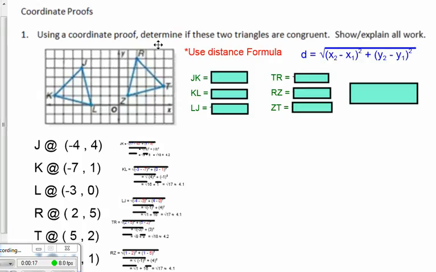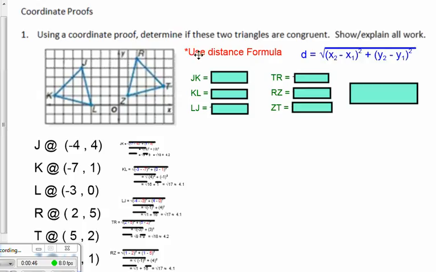So in this one, we need to determine if these two triangles, JKL and RZT, are congruent to each other. We need to show and explain all work. Now, I know you don't have a whole lot of space or area on your page, so maybe write out two, maybe three of these pieces of work. On a test situation, you would have to show all of your work.